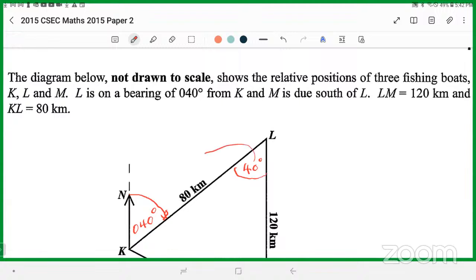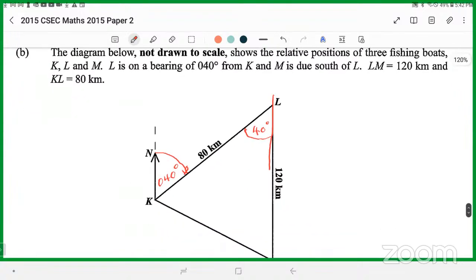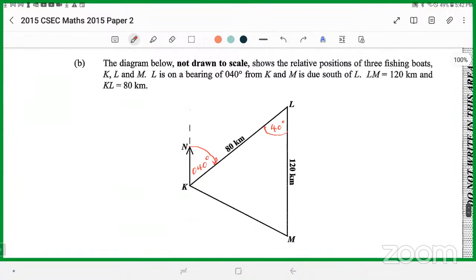Because it is alternate with this one. These two angles are alternate angles, Z angles, because you have to recognize that this is a north-south line. It's parallel to this one. These two lines are parallel. So we have the Z. All right, enough said about that.